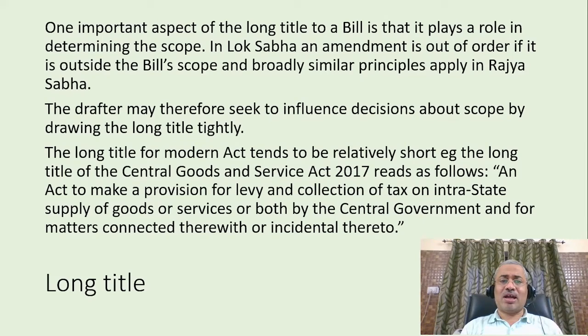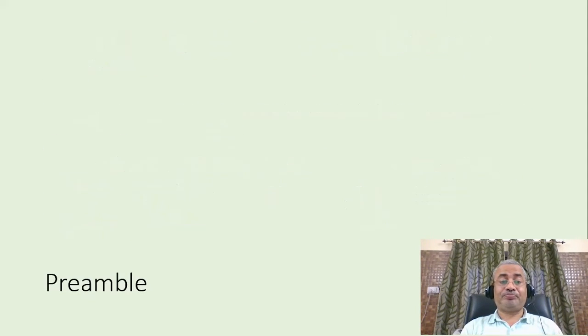For example, the long title of the Central Goods and Service Tax Act 2017 reads as follows: An act to make a provision for levy and collection of tax on intra-state supply of goods or services or both by the central government and for matters connected therewith or incidental thereto.